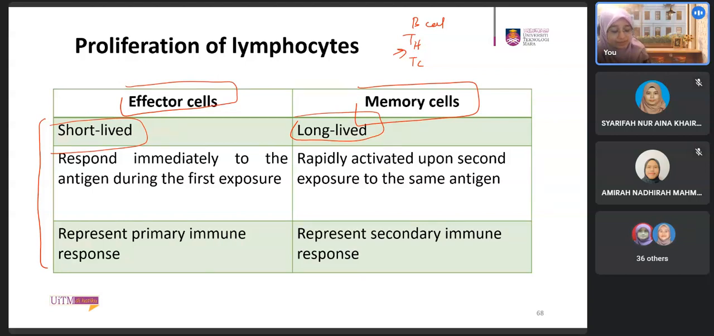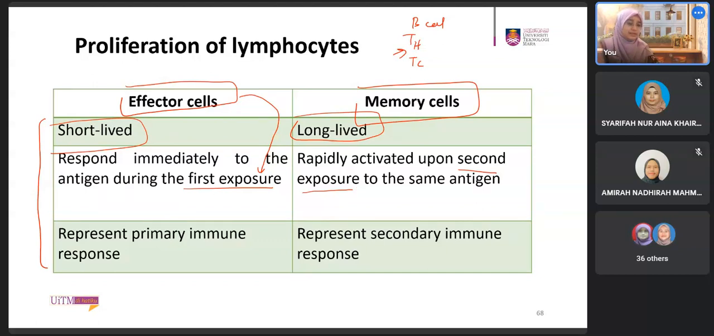Next, respond immediately to antigen during first exposure. That is the function of the effector cell. Once the effector cell is produced, it responds immediately to the antigen during the first time of infection, the first exposure. And then the memory cell is rapidly activated upon second exposure to the same antigen, second and subsequent, kan.